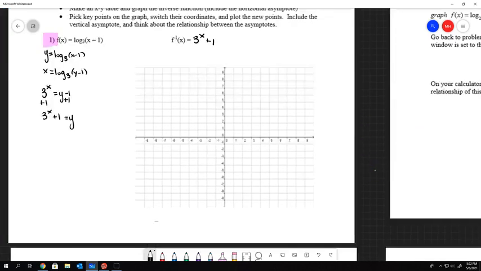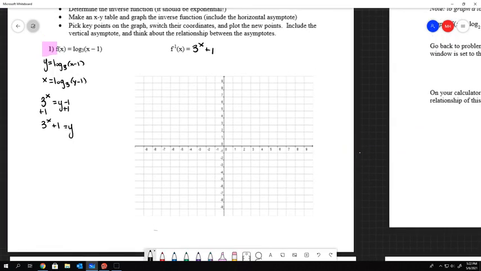So that takes care of step 1. Step 2 says make an XY table and graph the inverse. So we'll make an XY table. It's just a table of values for f inverse. And I'm going to use 0, 1, and 2. So I'm just going to plug all 3 of these numbers into our function to see what we get.